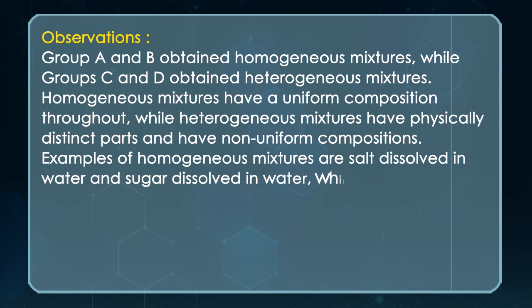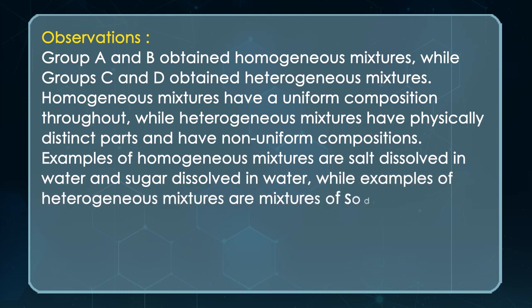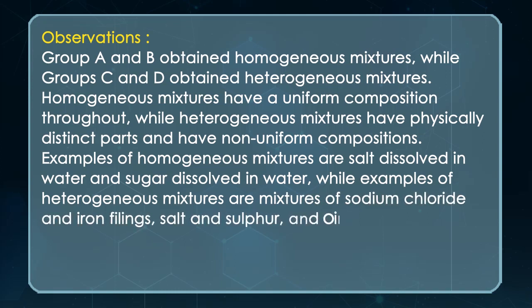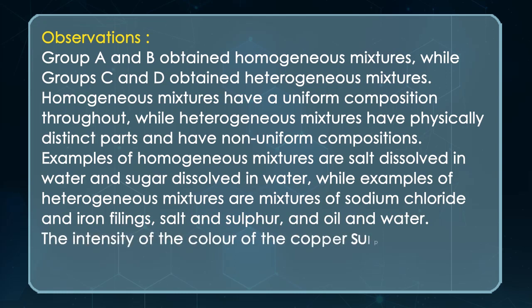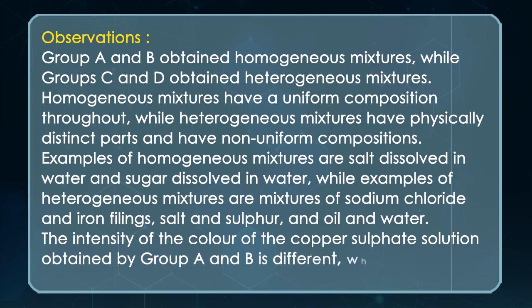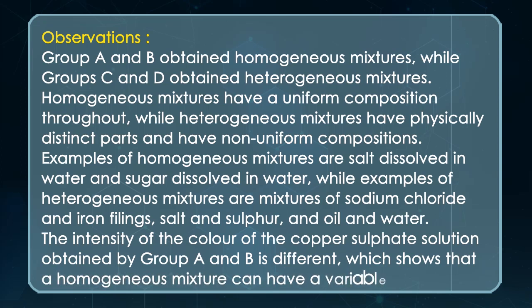Examples of homogeneous mixtures are salt dissolved in water and sugar dissolved in water, while examples of heterogeneous mixtures are mixtures of sodium chloride and iron filings, salt and sulfur, and oil and water. The intensity of the color of the copper sulfate solution obtained by groups A and B is different, which shows that a homogeneous mixture can have a variable composition.